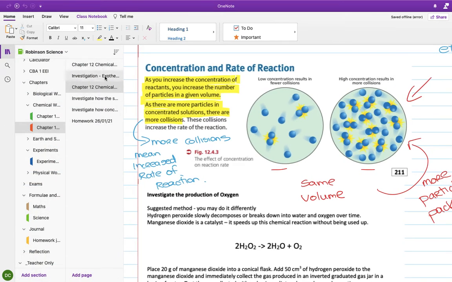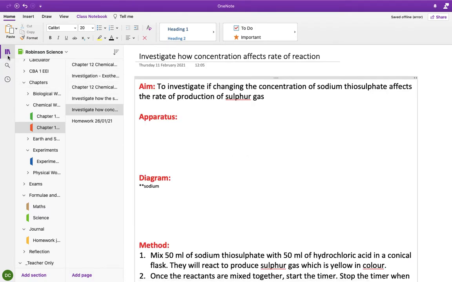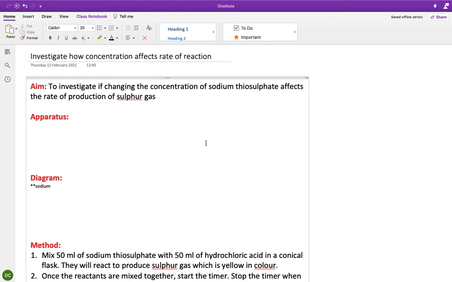Okay, so this will be yet another experiment, which means you need to write up yet another experiment. This experiment is different. We're not going to use carbon dioxide or production of carbon dioxide here. The experiment we're trying to do overall is to investigate how concentration affects rate of reaction, and specifically we're going to investigate if changing the concentration of sodium thiosulfate affects the rate of production of sulfur gas.